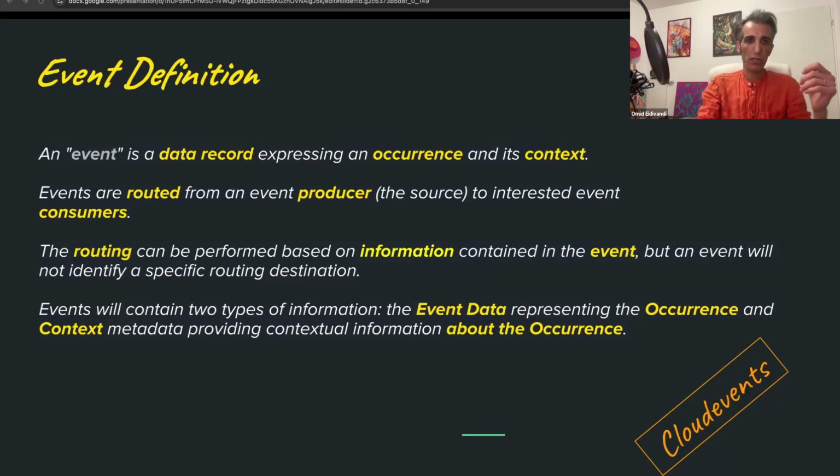A data record expressing an occurrence and its context. Attaching the occurrence and the context, the metadata, as part of the record is really interesting to me. In the next phrase, they explain events are routed from an event producer to interested consumers. But what is interesting is the verb: we're not sending, we are routing. Routing means we are transiting something over a bunch of network hops.